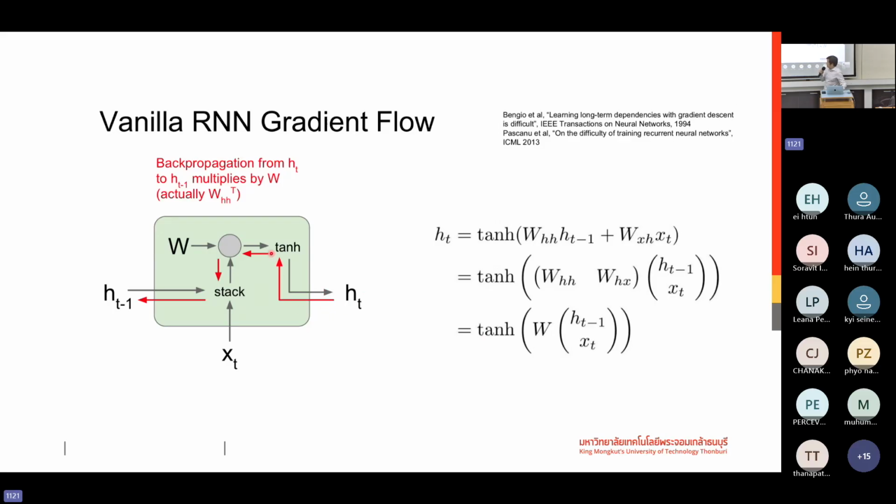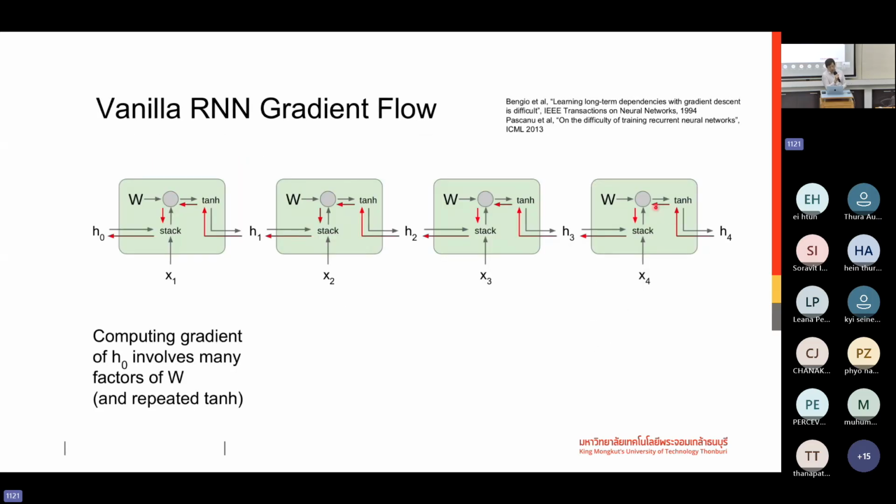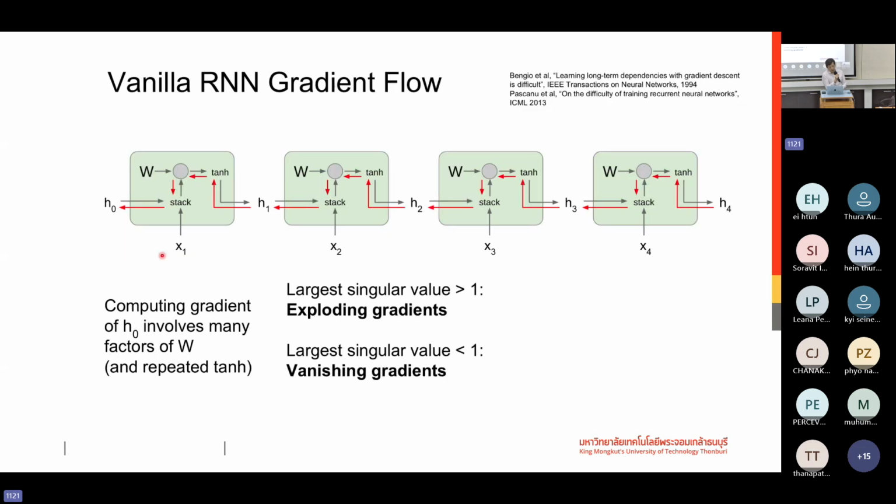Gradient would flow back. Right? Gradient would flow back, pass through W. So it depends on W transpose, the norm, the size of W transpose, because it has to pass through many states, right? Pass through many states. The singular value of W, right, the singular value of a matrix indicates the magnitude of transformation.